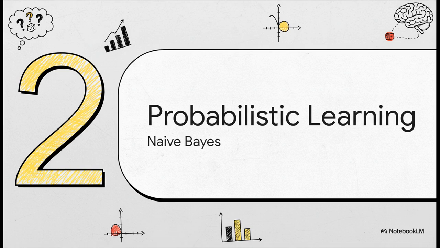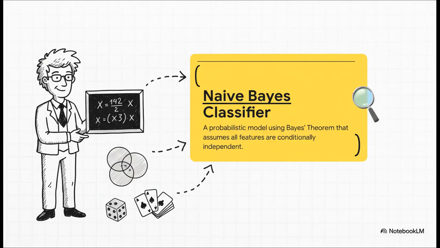All right, let's meet our first learning style. Think of this one as the statistician of the group. It's an algorithm called naive Bayes, and it sees the entire world through the lens of probability and odds. So the naive Bayes classifier uses this famous statistical rule, Bayes' theorem, to figure out the probability of something happening. But it makes one huge simplifying assumption, and that's where the naive part comes in. It just assumes that all the features it's looking at are totally independent of each other.